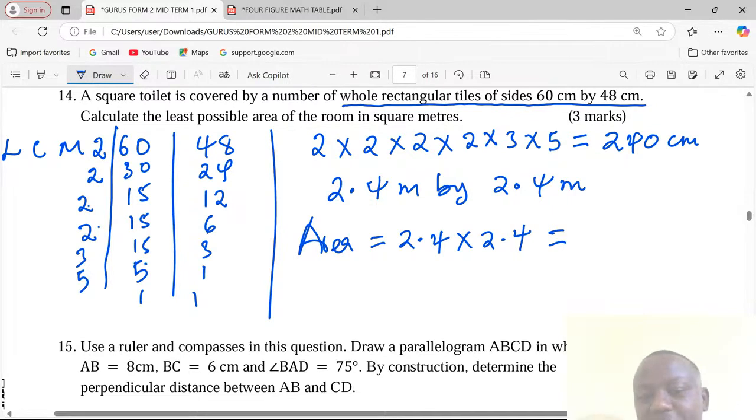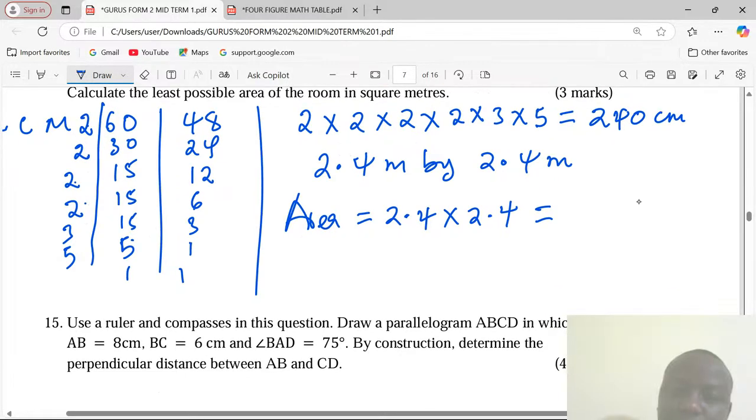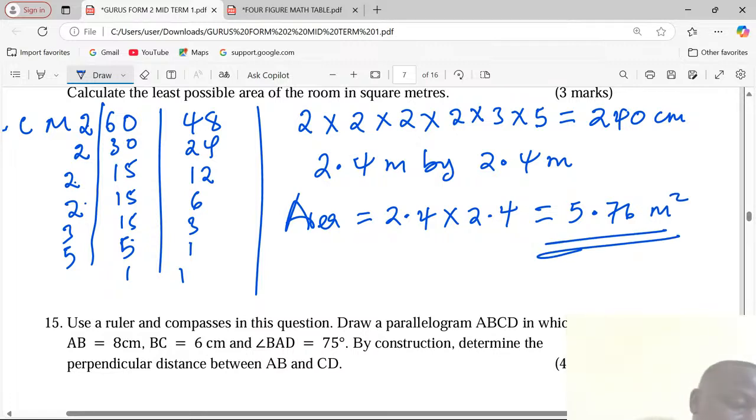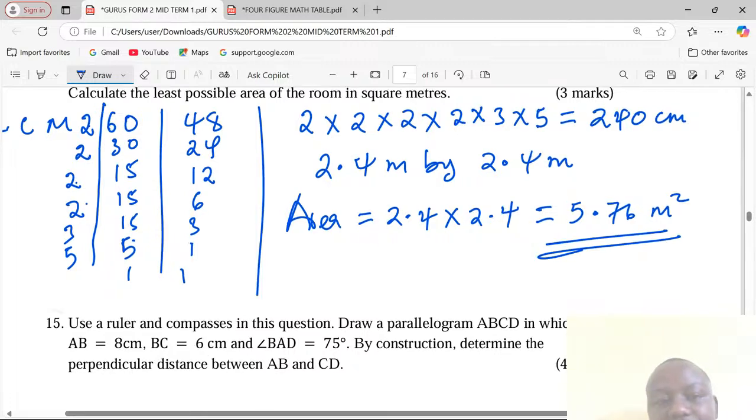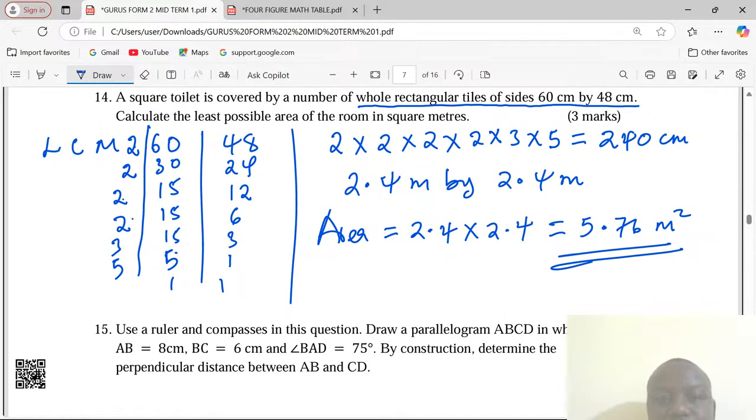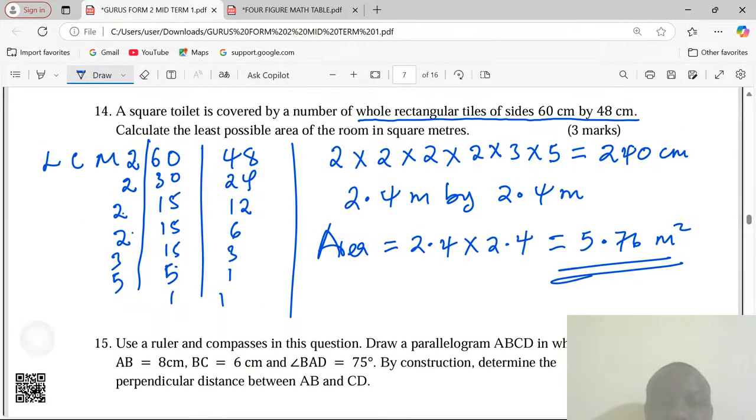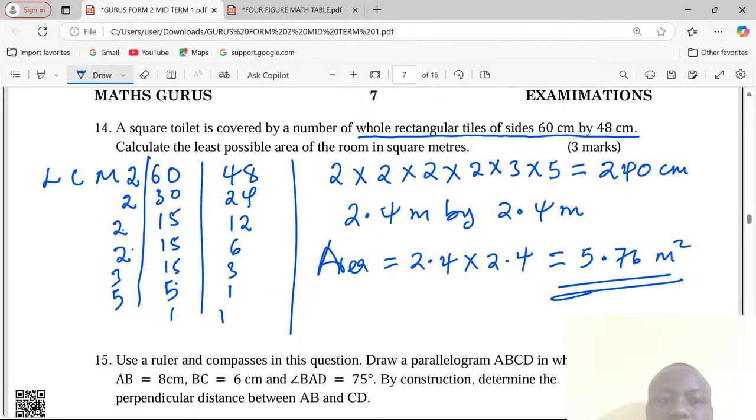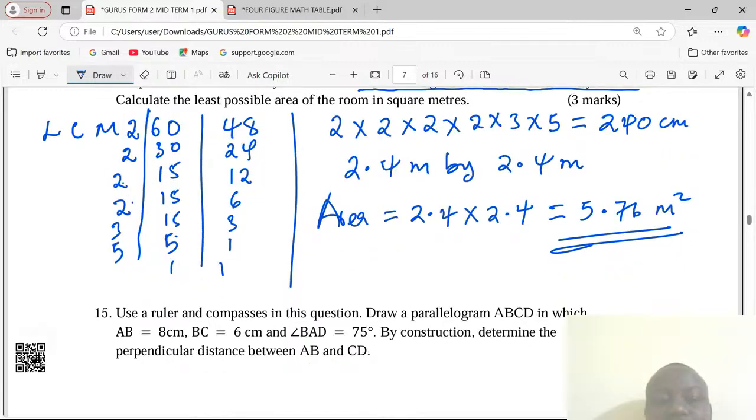This is going to be 5.76 square centimeters. This is now the area. That is the area of the toilet room, in square meters. So that is it.